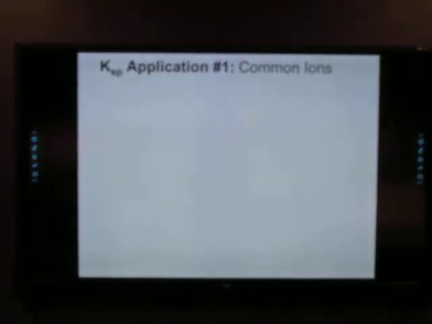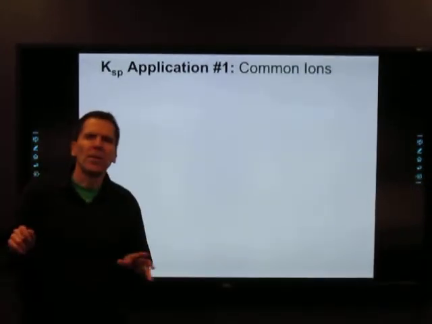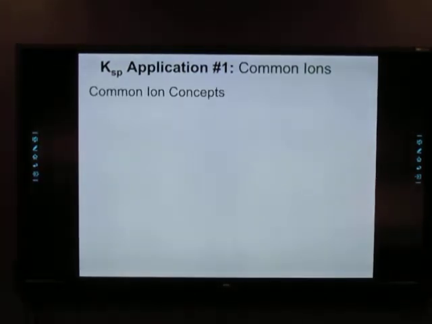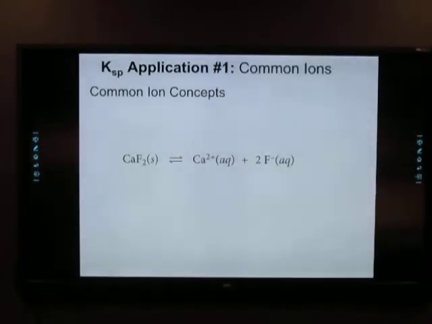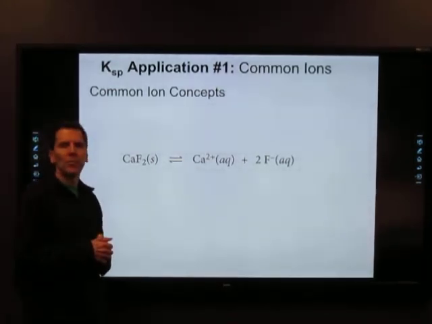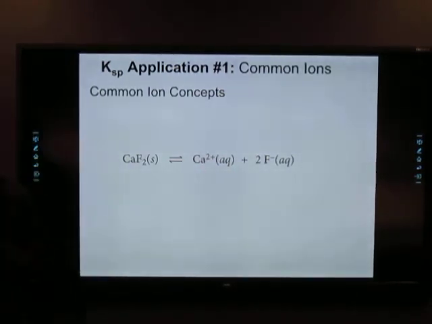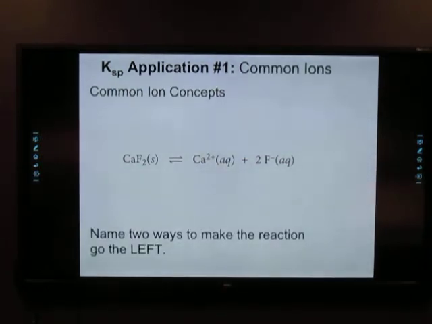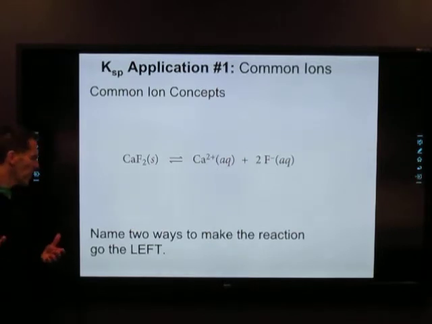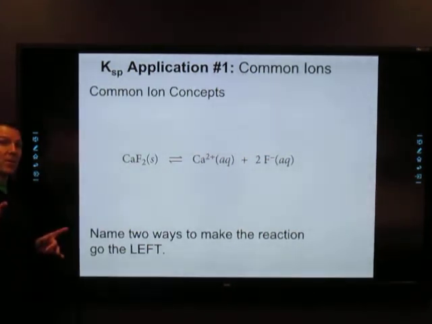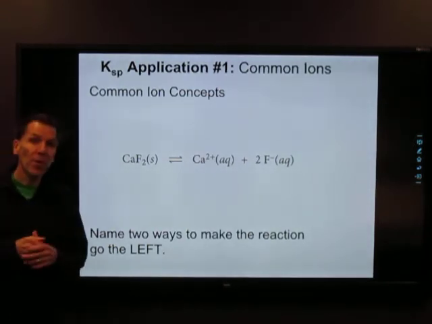And so the first one is on common ions. I'm going to ask you this in a conceptual manner, and then we'll do some math on it. And so here's a reaction where calcium fluoride produces ions, calcium 2 plus, and a couple of F minuses. And so think about this for a moment. What are 2 ways that you can make this reaction go to the left? And so I'll let you mull it over. Good chance for you to pause the video. We'll come back with the answer.